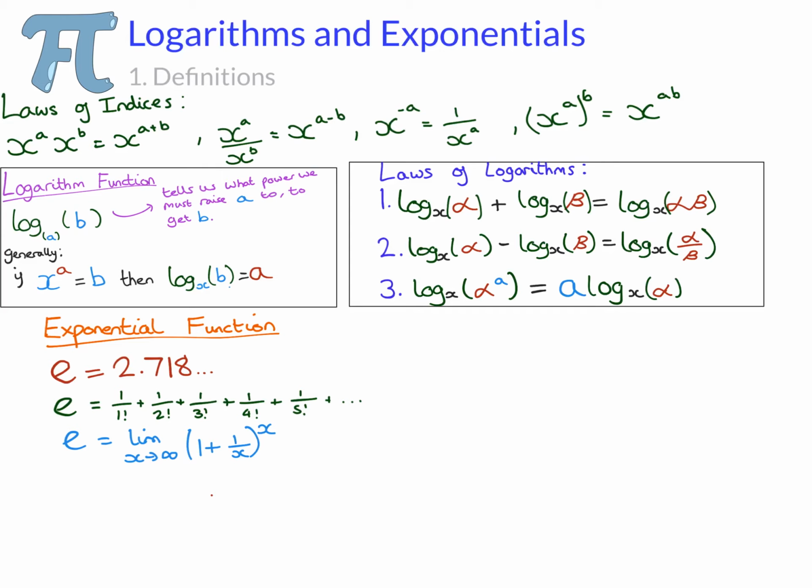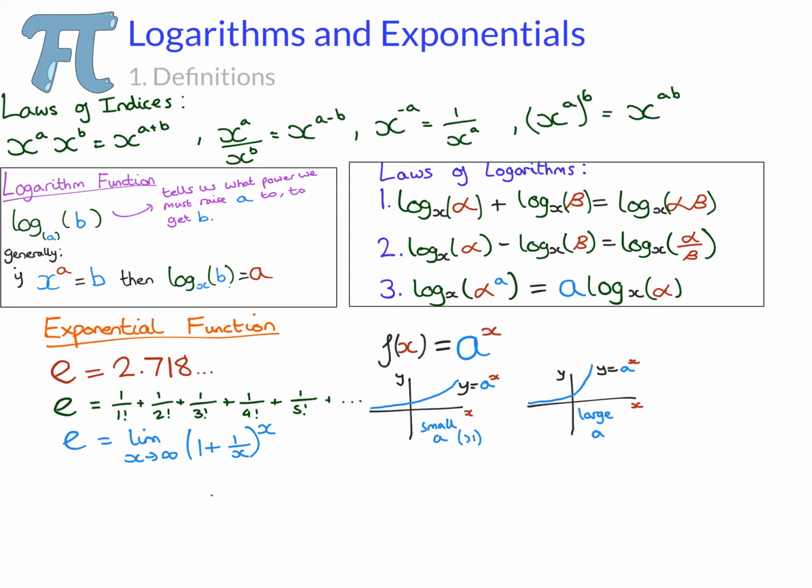Since we are looking at indices, let's go back to the general function of a to the power of x, where a is just a constant. If we draw the graph of y is equal to a to the power of x, it will look something like this, depending on the value of a. If a is small, the graph will look more shallow, and if it's big, it will be steeper, but it will always cross the y-axis at y equals 1, and it will never quite reach the x-axis.